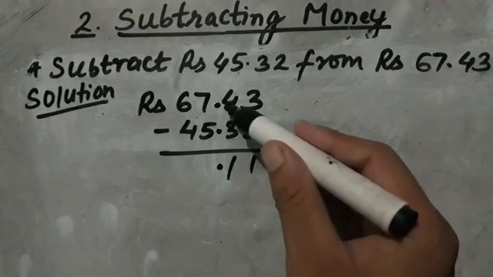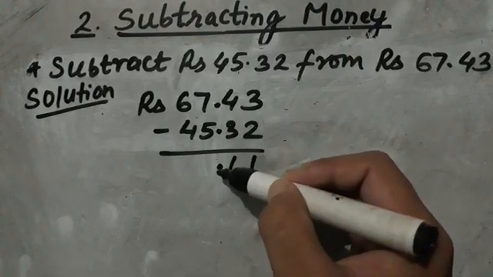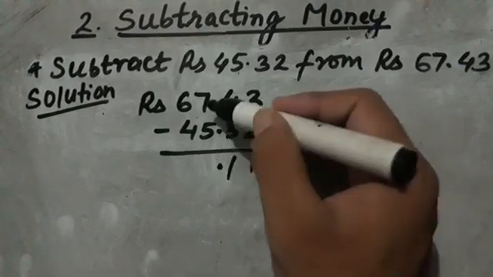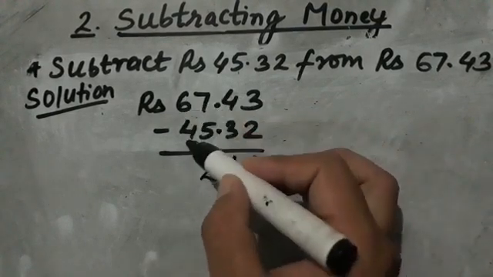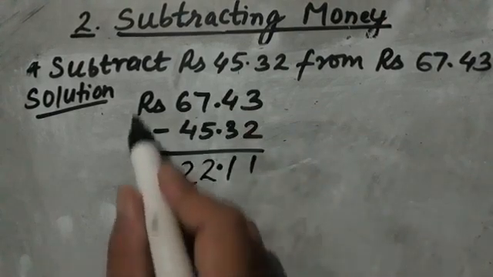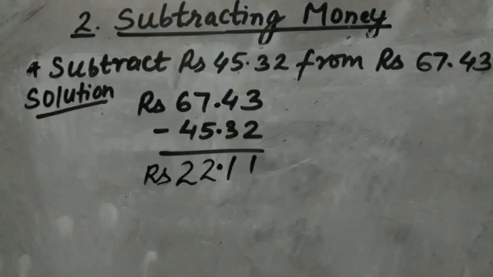Now 7 minus 5 it's 2. Similarly 6 minus 4 it's also 2. So in this way students, if we subtract rupees 45.32 from rupees 67.43, then our result will be rupees 22.11, which means rupees 22 and 11 paisa.